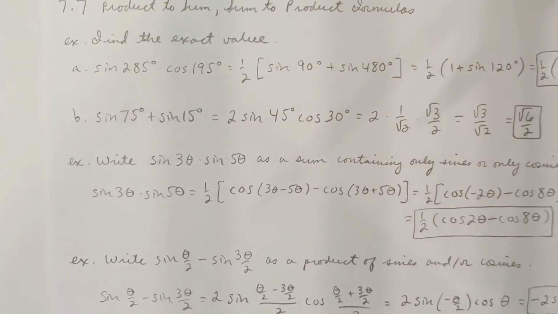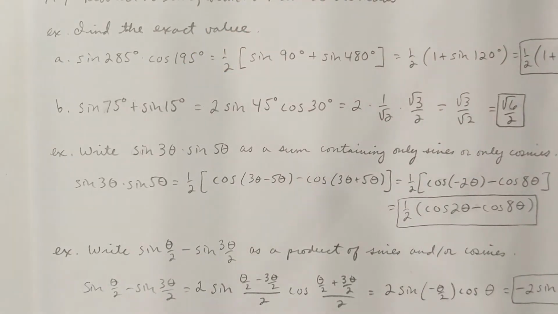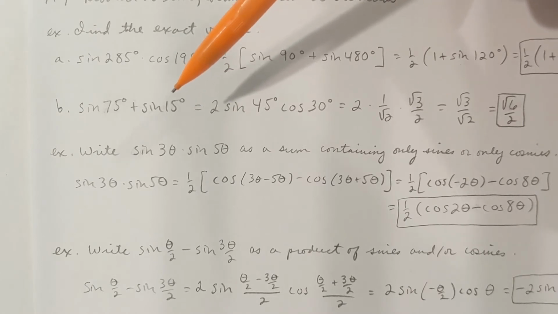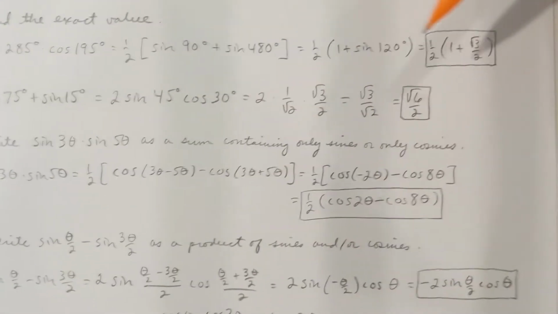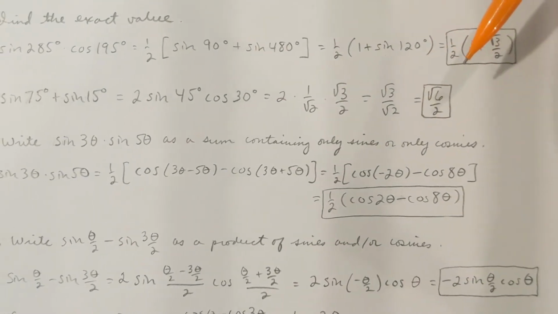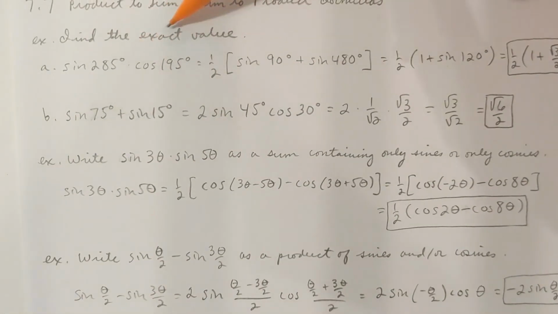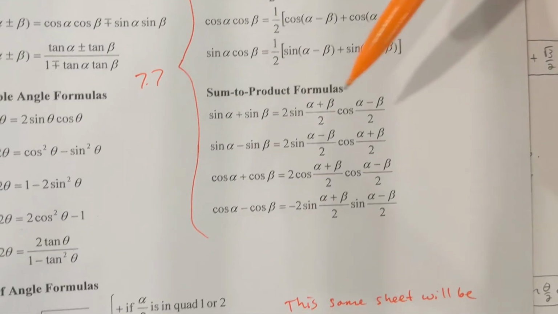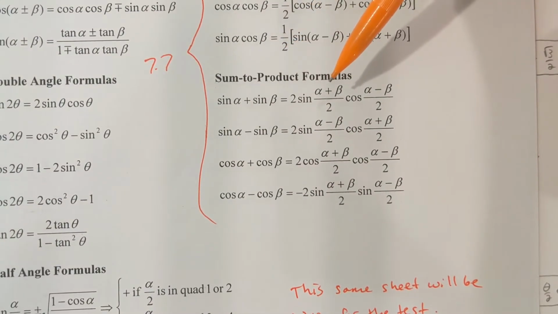Here'd be the exact number then when you multiply. Okay, part B, we want to find the exact value of sine of 75 degrees plus sine of 15 degrees. Well, I don't know either one of these because, again, these are not common angles. If I were to go to a calculator, I would get some infinite decimal. That's not going to help me. I need the exact value, so I'd like to refer to the trig identity sheet. I'm going to be using the sum to product formulas.